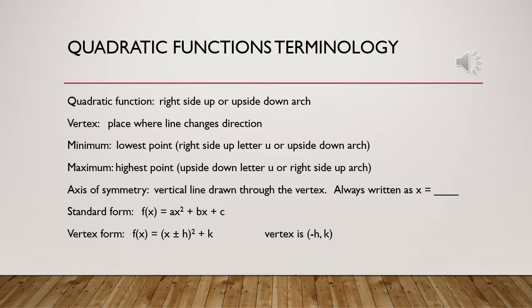To summarize: quadratic functions are right side up or upside down arches, letter U, whatever way you want to think about it. The vertex is the x and y coordinate where the line changes direction. The minimum is the lowest point before it changes direction. The maximum is the highest point before it changes direction. The axis of symmetry is just a vertical line drawn through the very middle of the graph. It goes through the vertex, and it's always written as x equals the x value of the vertex. That's it.